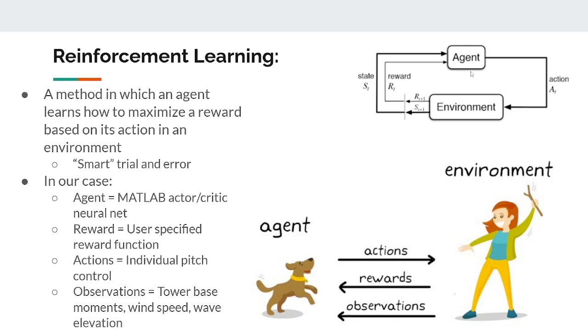On the top right here, we can see that the agent is allowed to act in an environment where it receives observations from the environment and also a reward. In our case, this agent is the MATLAB actor-critic neural net. The reward is a user-specified reward function. Its actions are individual pitch control, and its observations are tower-based moments, wind speed, and wave elevation.